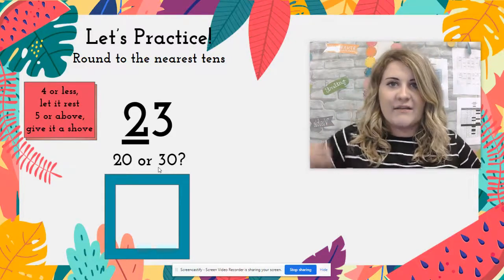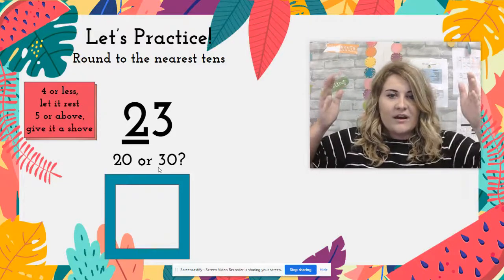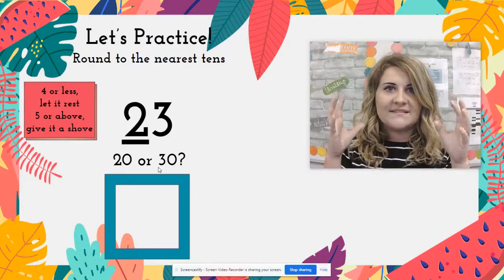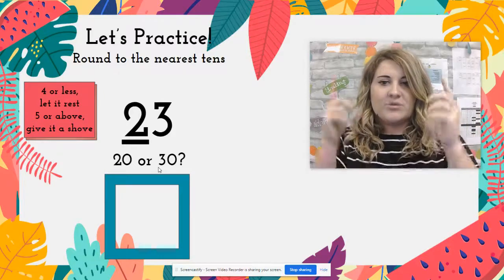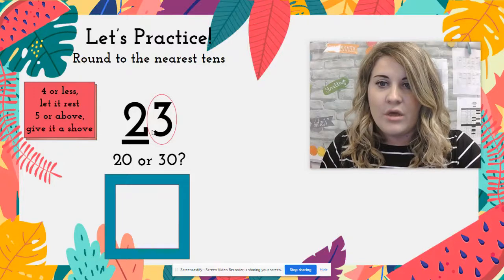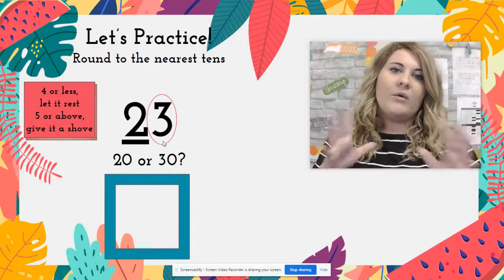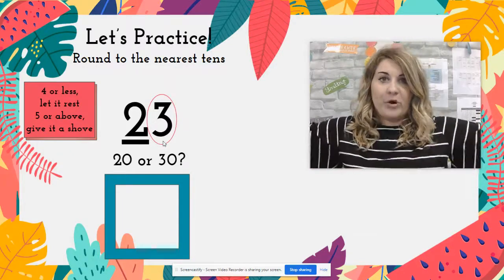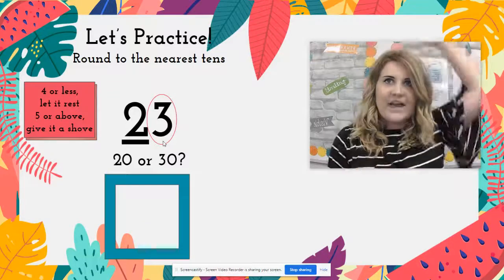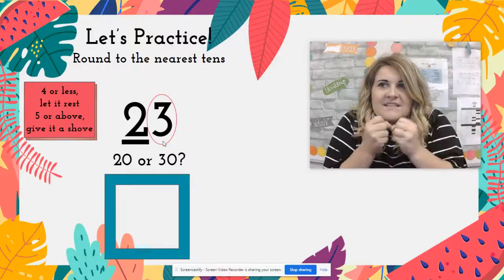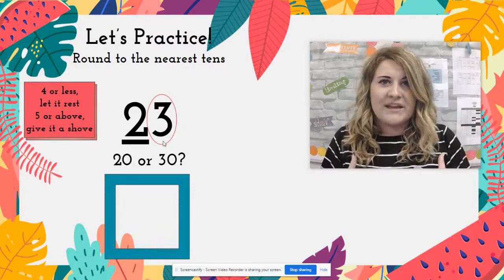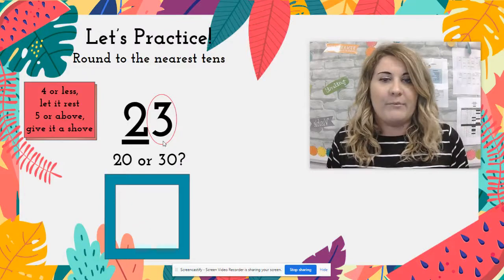If I had a number line, I'd have 20 over here, 30 over here. 23 comes somewhere in between those two. So the closest tens is either one of those numbers. So what we're going to do is we are going to spotlight, which is circle, the ones place. A spotlight is when you're performing up on a theater stage and you have a big old light coming down on you, okay? And it's spotlighting it. That's because that person is the most important person in the entire show at that point.